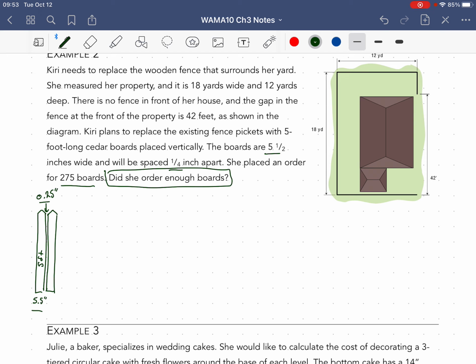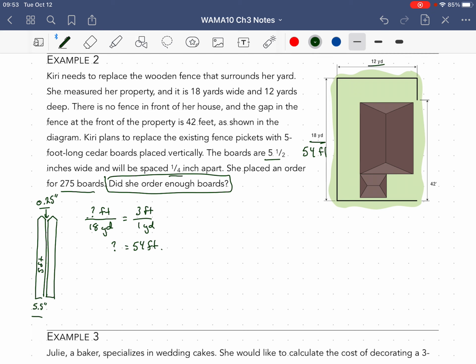So let's take a look. Let's do all of our conversions first. So how many feet are there in 18 yards if there are 3 feet in 1 yard? So we're going to start with converting this. So then we do 18 times 3. It's equal to 54 feet. So this is 54 feet.